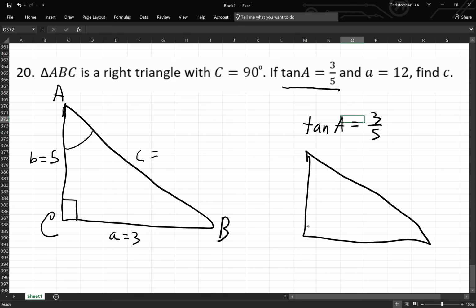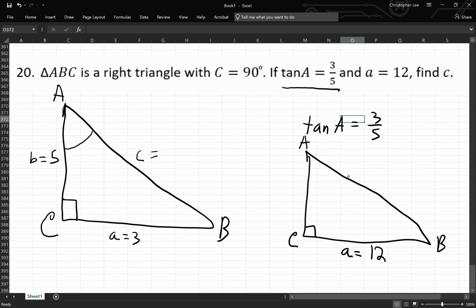We kind of saw that information right here too. I think you already have the O over A, so you can find what the H is, and then once you find the H, you plug everything in. It's not giving you the other side. Tangent is O over A, so that's 3 and 5, already known. Those variables, O and A, are known, so we can find what C is, which is H.